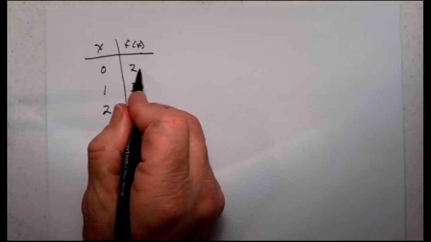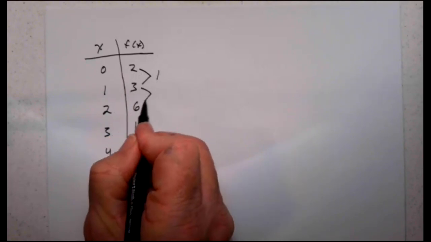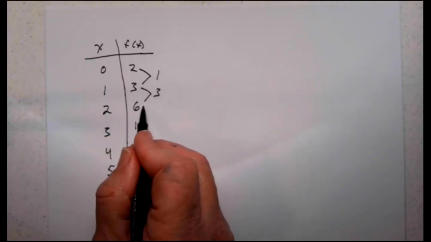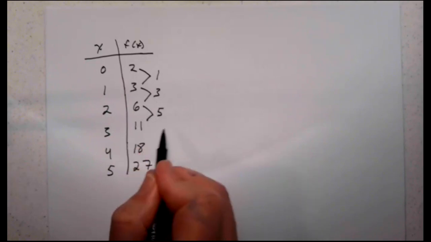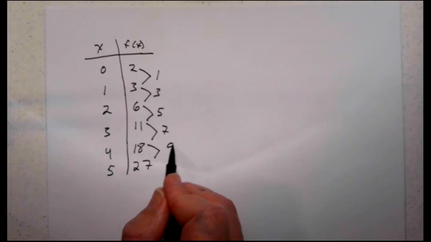I think the way most students recognize is to go up from 2 to 3, it goes up by 1. From 3 to 6, it goes up by 3. 6 to 11 goes up by 5. 11 to 18 goes up by 7. 18 to 27 then goes up by 9.